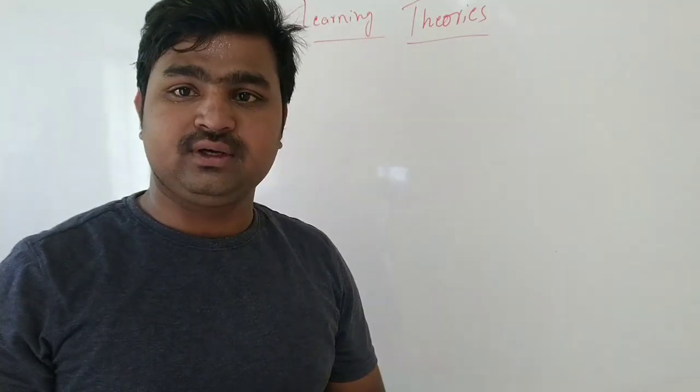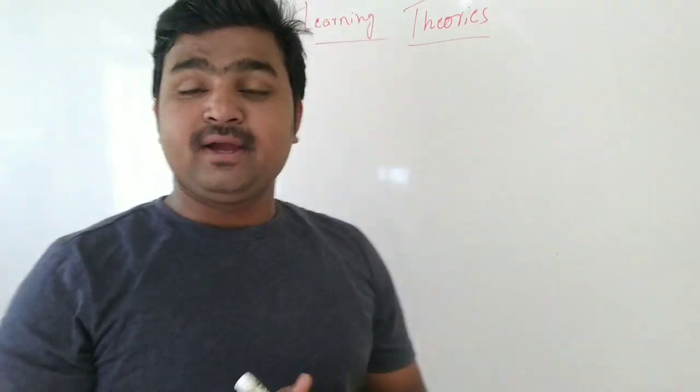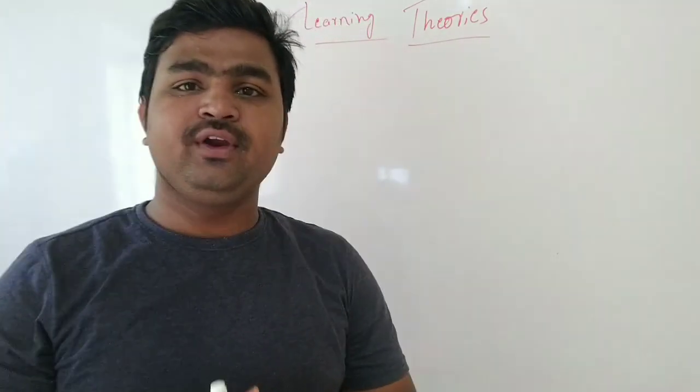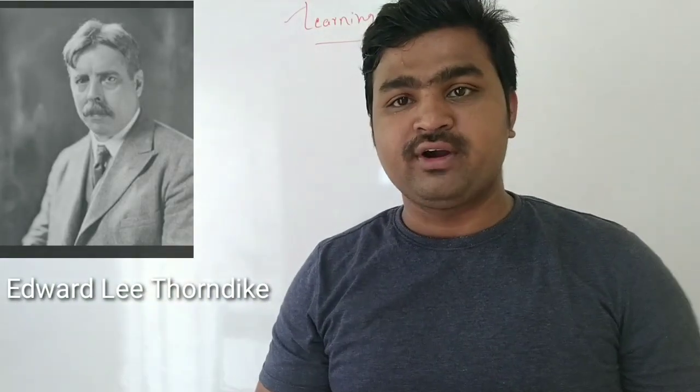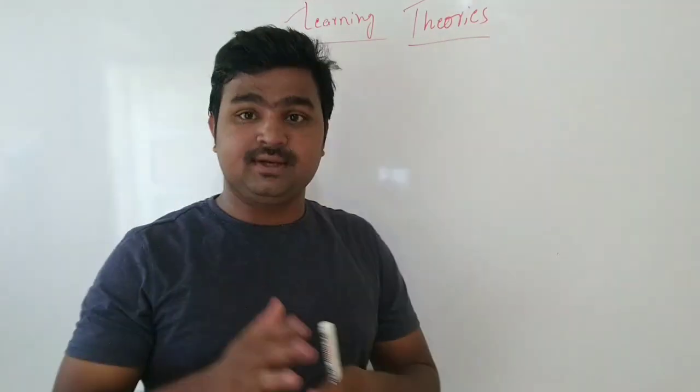It's very important to know who Thorndike is. Thorndike's full name is Edward Lee Thorndike. He is an American psychologist, and he was very famous, known as the modern father of psychology. Let's study his theory today.